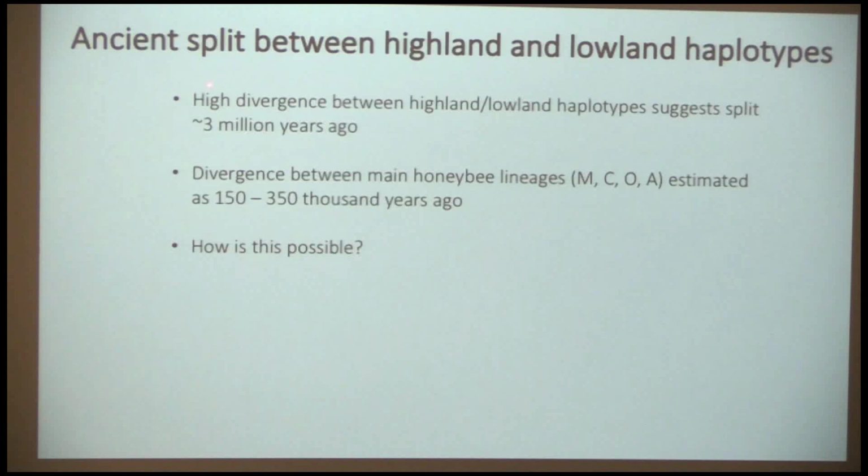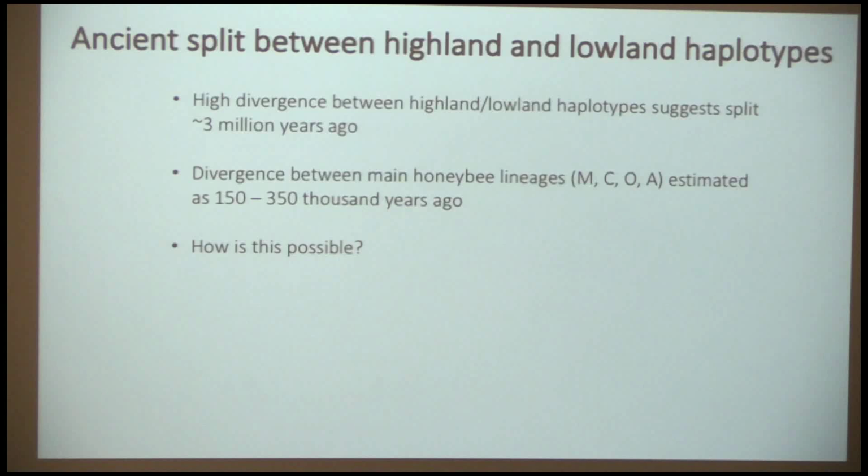So we find an extremely old divergence between these haplotypes, which is much older than what we estimate between the different lineages that are found all over the world. Although so far we've only found these haplotypes restricted to a very restricted part of the world, which is mountains in Africa. So we really don't know actually how this is possible. If anyone wants to speculate after, you're welcome.